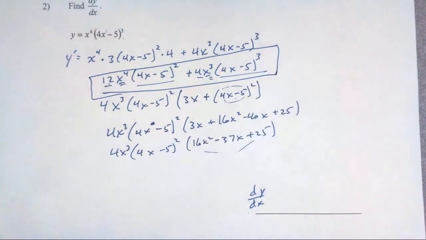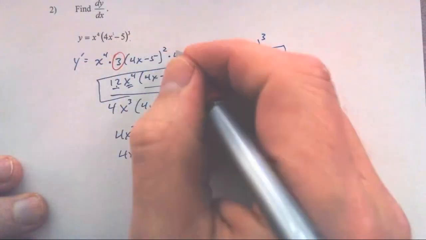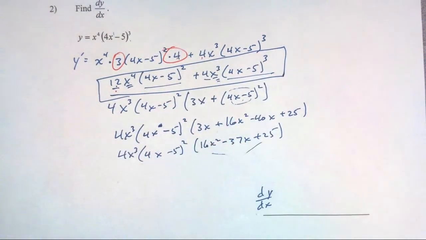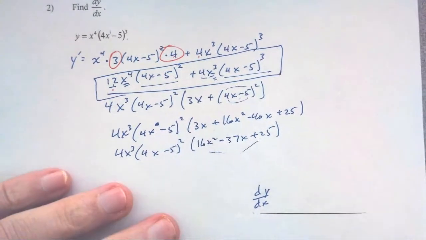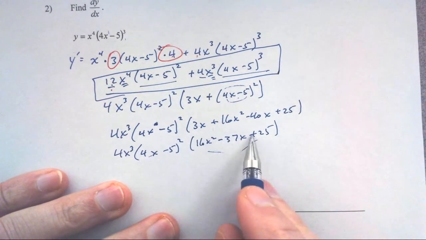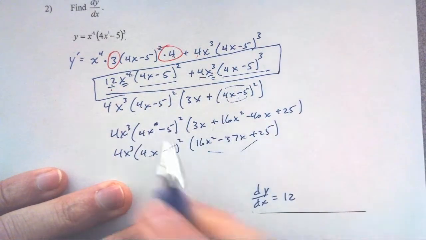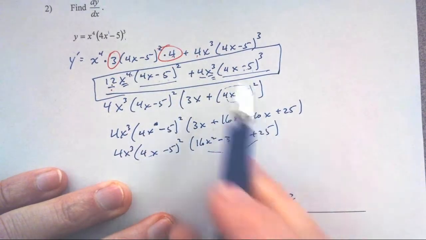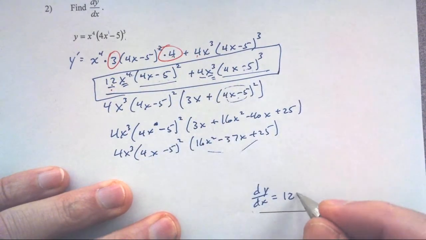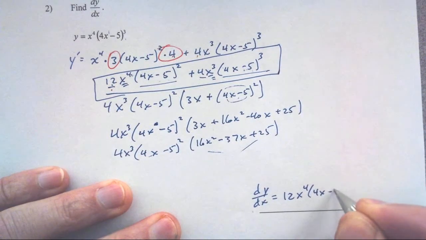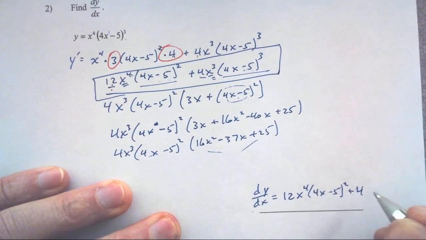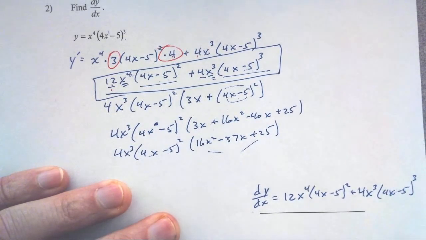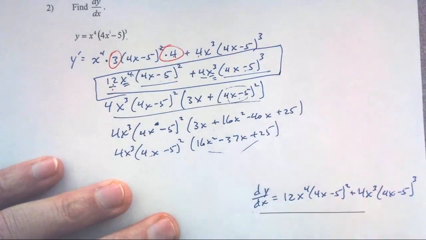You would lose points if you left it otherwise. See, this 3 and 4 should definitely be the lead of this. This 4 should be the lead of that term. So I'm going to write dy/dx. I could put this since I worked through it, but I'm in good shape here. Just trying to show a point: is this more simplified? I don't know. It's kind of nice to see that I've got these factors here. Kind of nice to see I've got those terms. 12x to the 4th times 4x minus 5 squared plus 4x cubed times 4x minus 5 cubed. Maybe you just want to take it to this point.